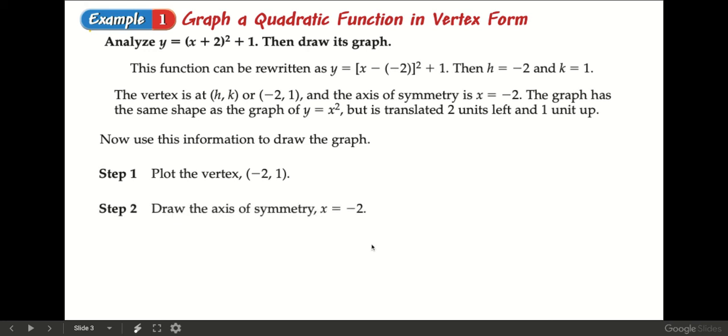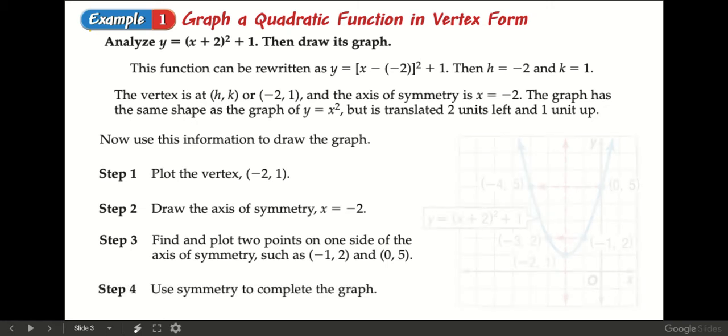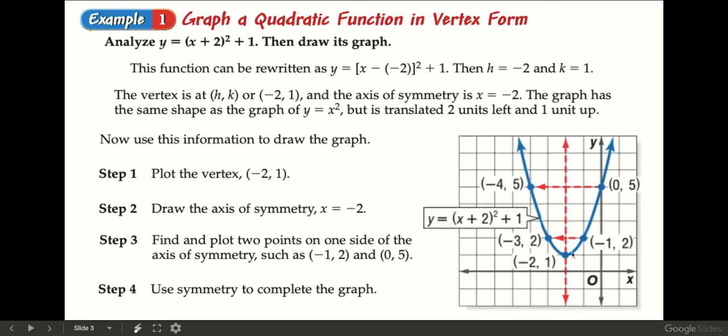Then we would draw the axis of symmetry, the vertical line through the vertex, so x equals -2. Third, we would find and plot 2 points on one side of the axis of symmetry, such as (-1, 2) and (0, 5). And then we can use symmetry to complete the graph, and it would look something like this, right? We would have plotted the vertex, drawn the axis of symmetry.